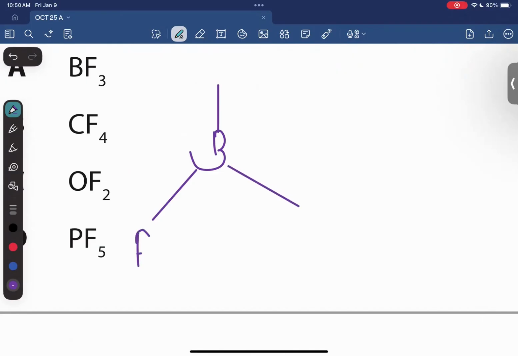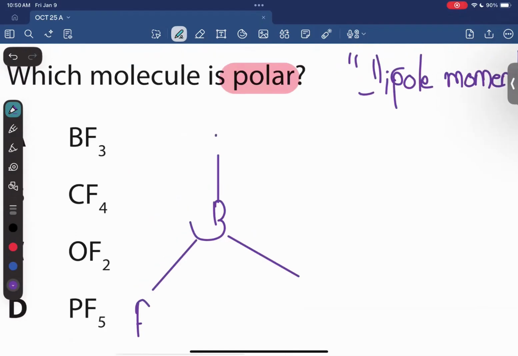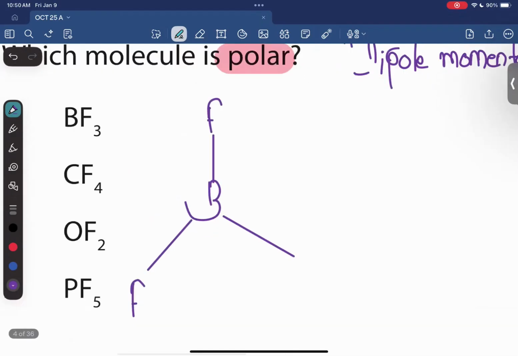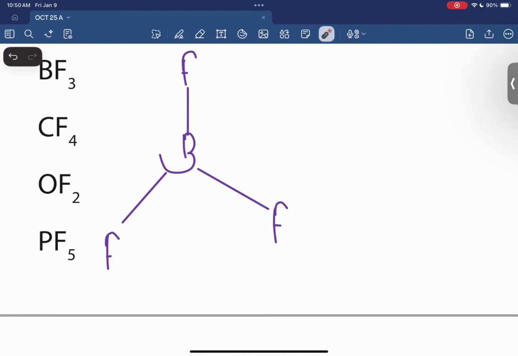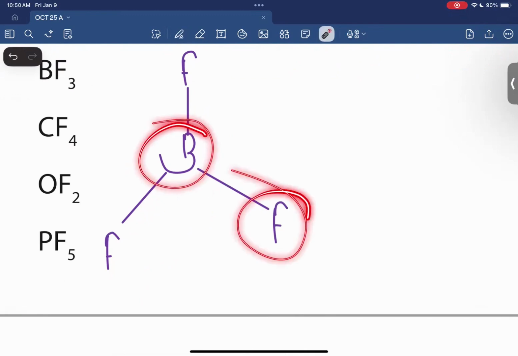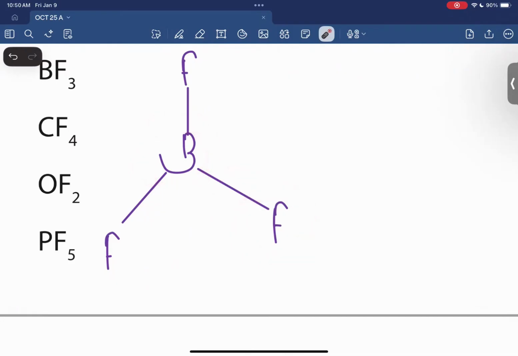F, and F over here, right? Now, which one is more electronegative, boron or fluorine? Fluorine is more electronegative. There is basically a table for electronegativity. Now you have to understand, you have to memorize that entire table for electronegativity, right?